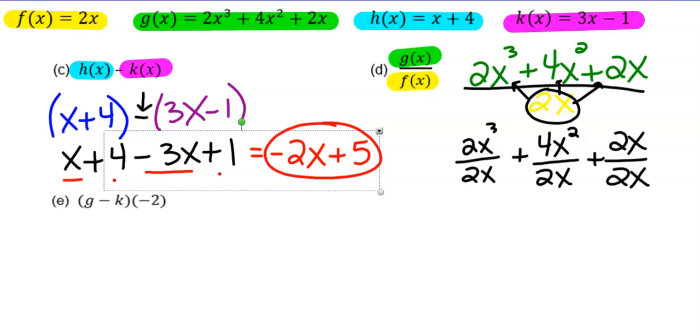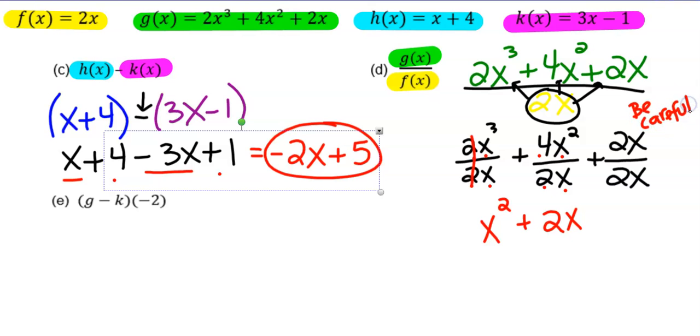So then you have to just divide 3 little mini division problems. 2x cubed divided by 2x, well the 2's cancel, and x cubed divided by x is x squared. You subtract powers when you divide. 4 divided by 2 is 2, and x squared divided by x, the powers subtract to be 1, so it's 2x. And this is where you just have to be careful.